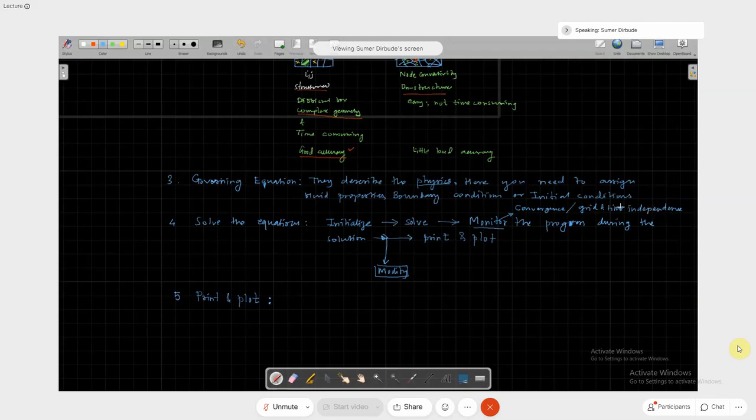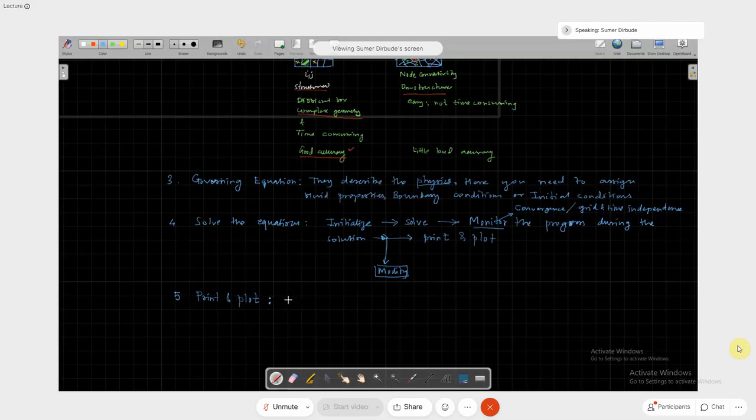If you produce any result for any grid and any time step, anybody can come, refine the grid and refine the time step, and he may get different results. So those solutions are not unique solutions. We want a unique solution which does not change by changing any other parameter. So we are interested only in grid and time independent solutions.